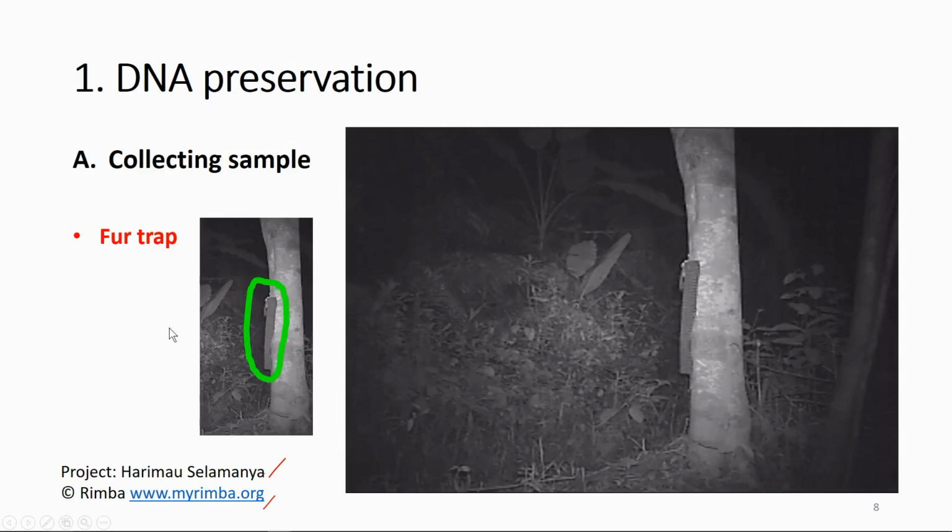And for the hair, hopefully when the hair is detached from the animal, there's a follicle where you can get some cells, and in the cells you can get the DNA of the tiger. So in this case, you don't need to trap the tiger, you don't have to have direct contact with the tiger, but you still can get the DNA of the tiger.